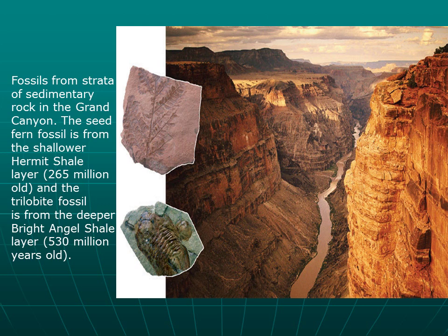So this is a great example of different layers of strata that we can see. It says here, fossils from the strata of sedimentary rock in the Grand Canyon. We can see on the top there's an illustration of a fern fossil that they found in kind of the shallower regions of a strata they call the Hermit Shale layer. And that fossil's about 265 million years old.